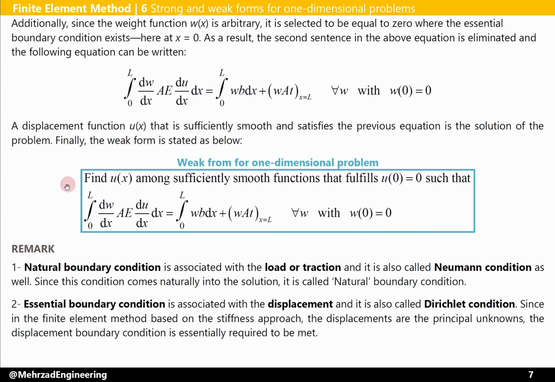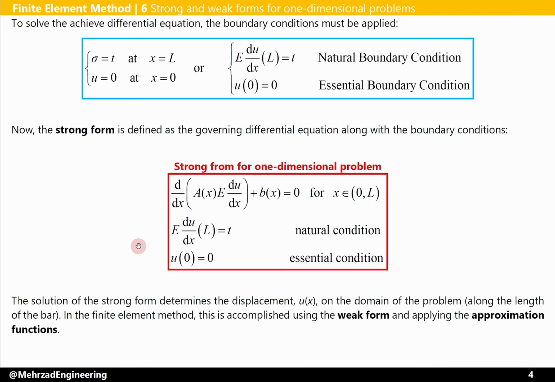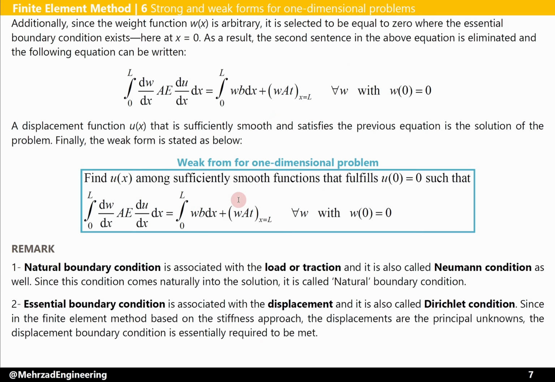So this is the weak form, and if we compare this form for the problem with the strong form, we can see that in the strong form the derivative order of u is 2, but in the weak form the derivative order of u is 1. So in the weak form we could use a solution or displacement function that requires less continuity compared to the strong form. Also, we could mention some remarks.